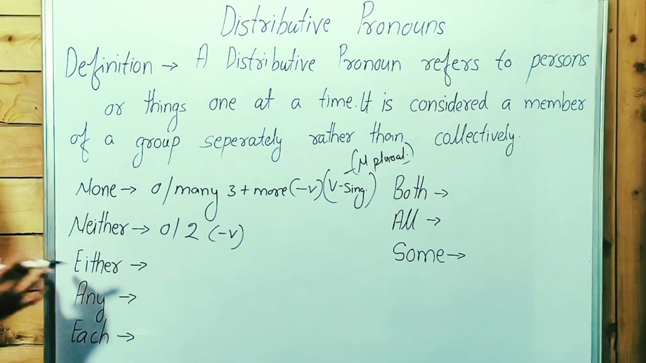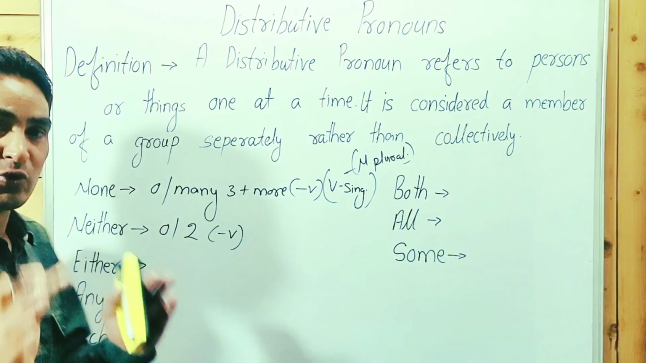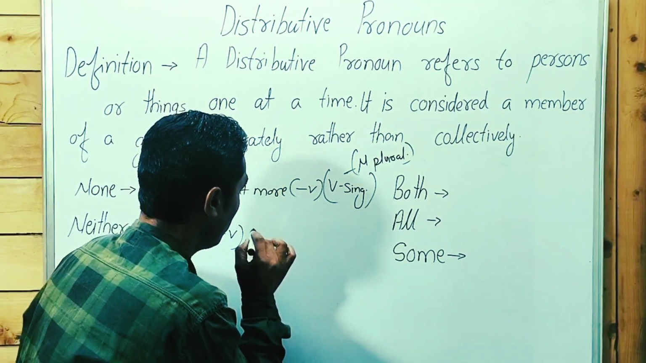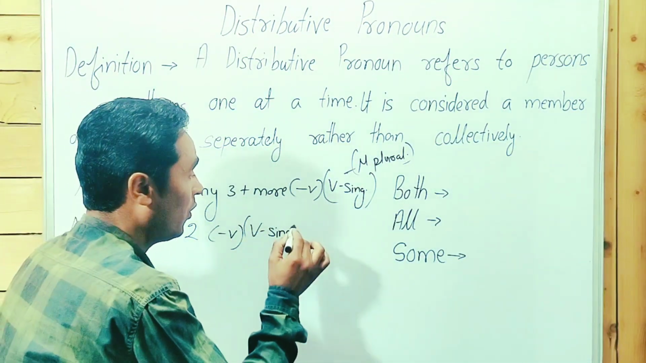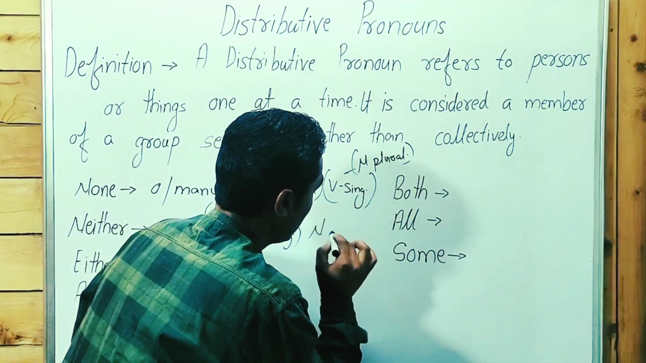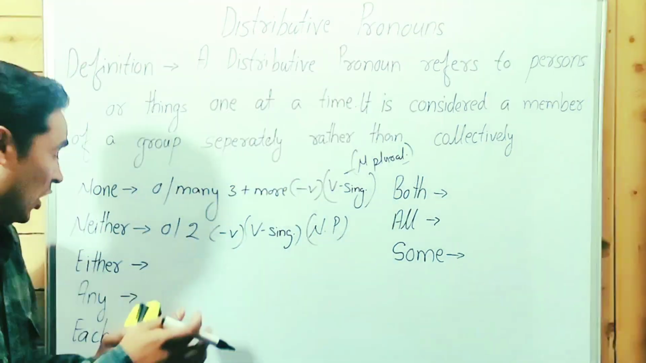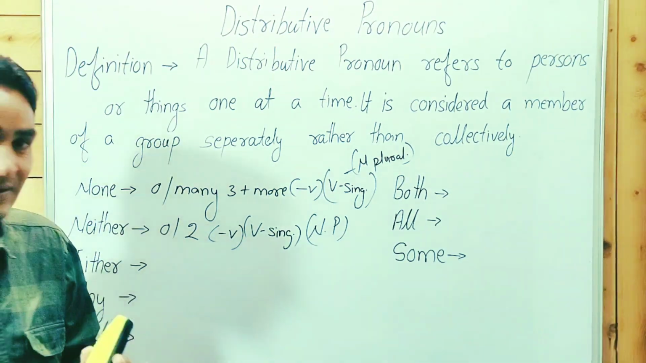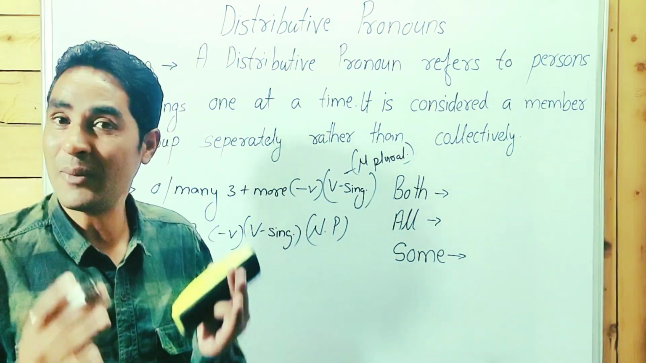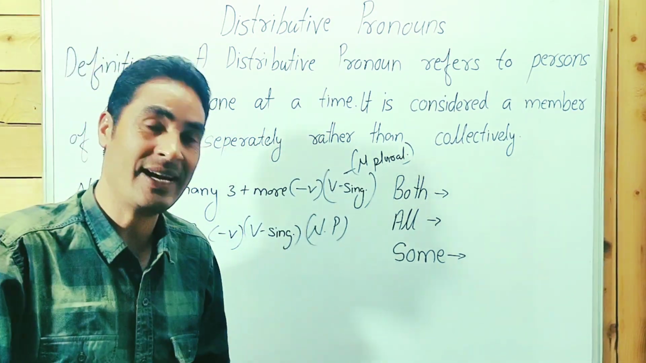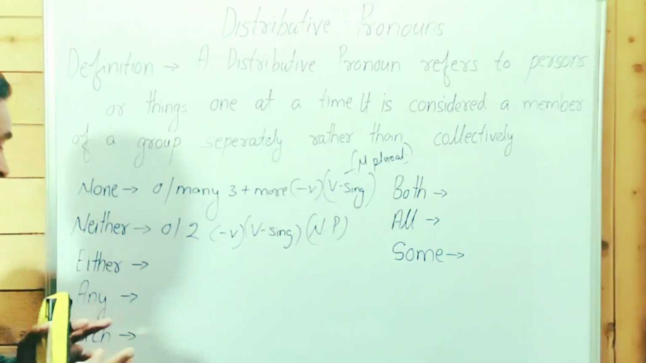And when we talk about neither, neither stands for zero out of 2 in the negative sense, and the verb is singular and the noun is plural. Always we write a plural noun. Its correct pronunciation is either neither or neither. Both pronunciations are correct. One is American, another one is British.